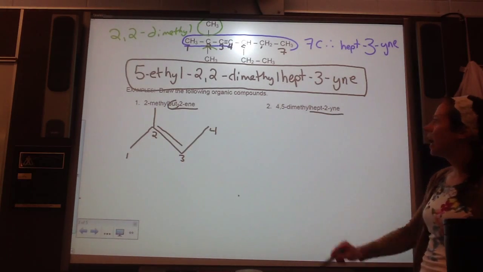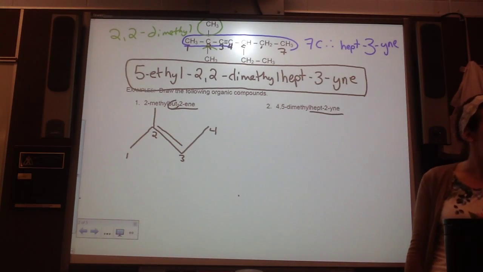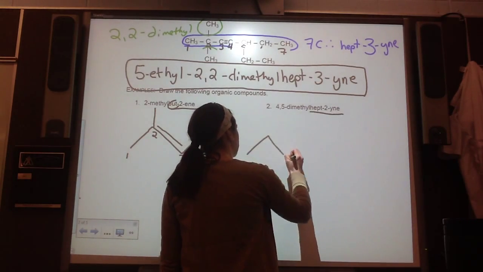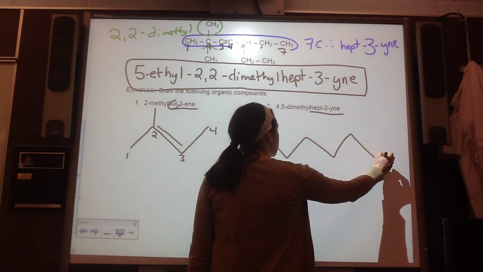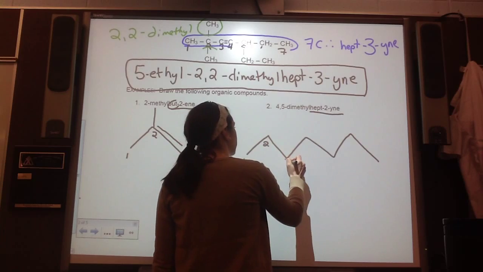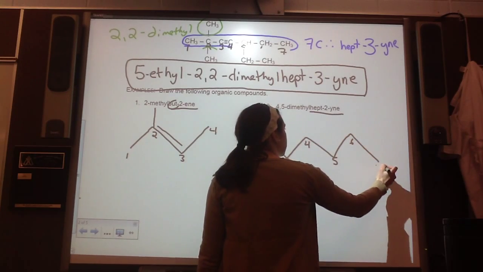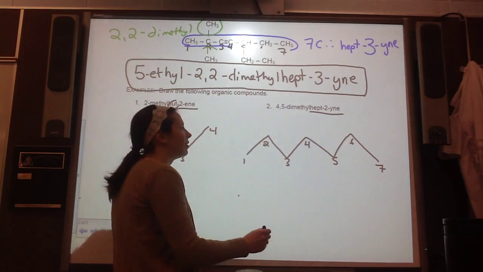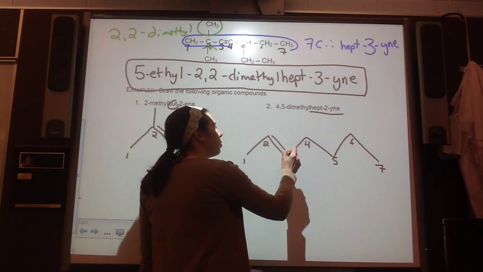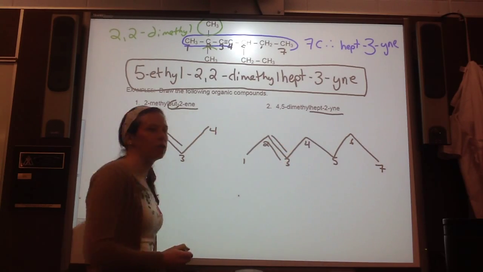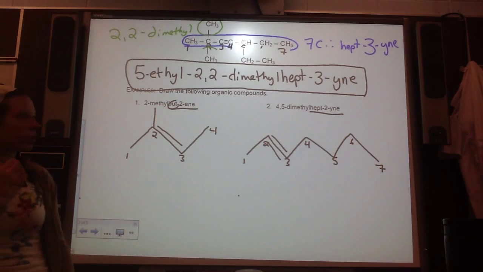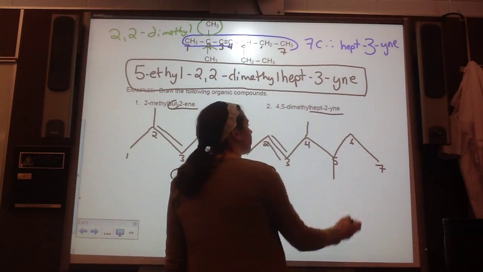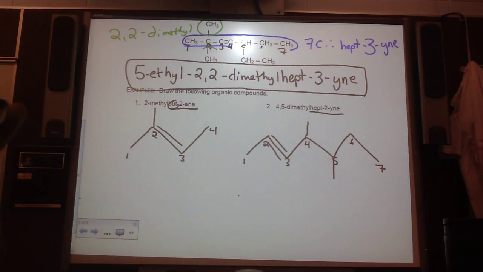My parent chain is heptyne. Hept means 7, so I'm going to start with a parent chain of 7. 1, 2, 3, 4, 5, 6, 7. Again, I like to number it right away so I don't get mixed up. On carbon 2, I have an yne. So you draw a line over top and then a line underneath to signify a triple bond. And then on 4 and 5, I have methyls. And then it's done.